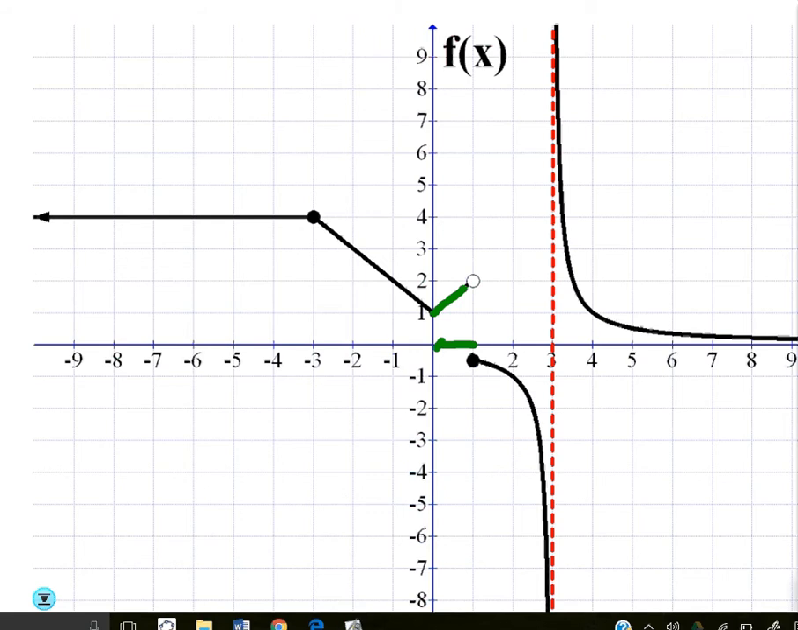Is there anywhere else where the graph is going up? No. It's either going to be going down or staying the same, so we'll talk about that. So go ahead and answer this question. Where is it going down? Somebody raise their hand and give me the first interval.